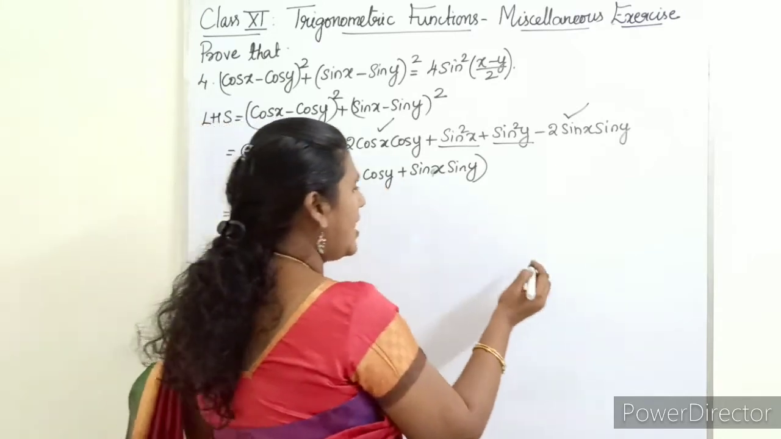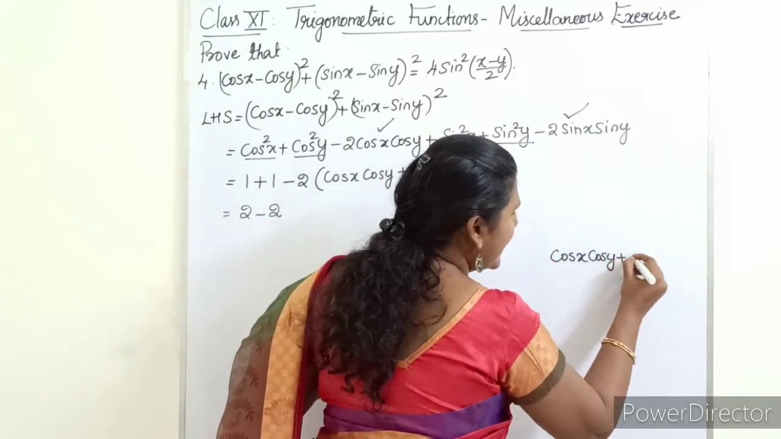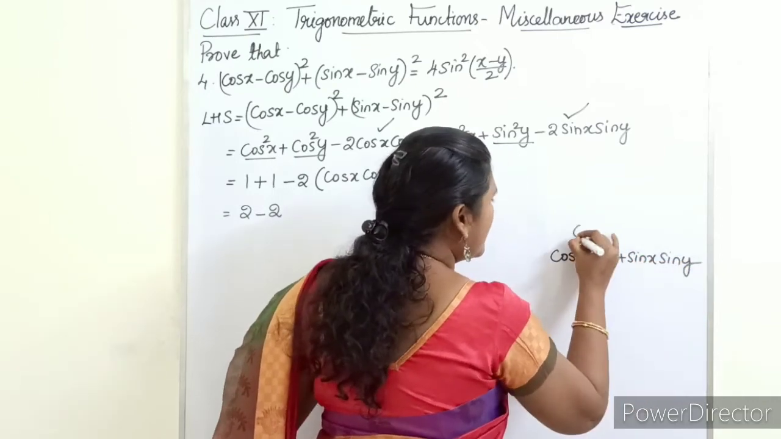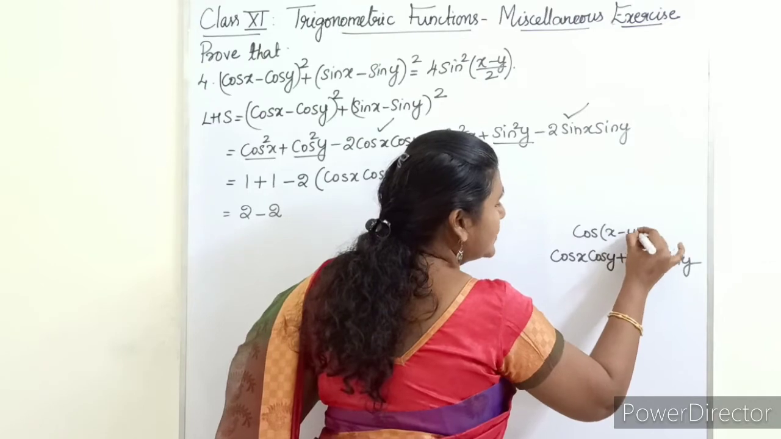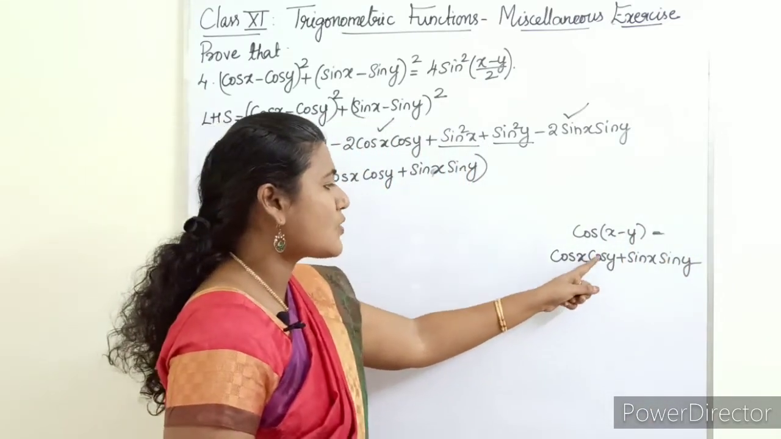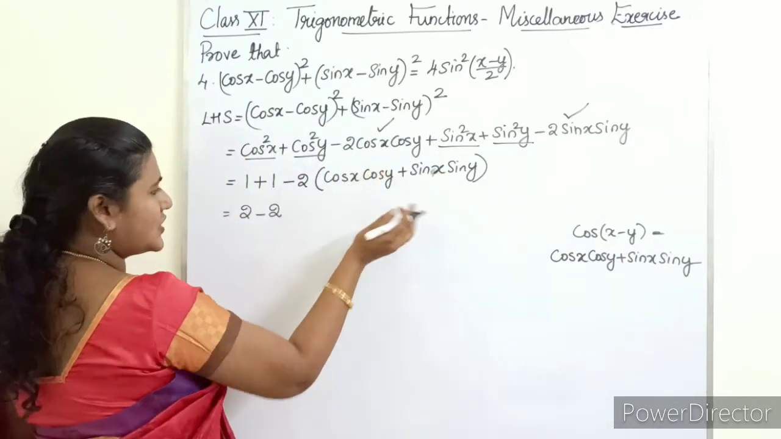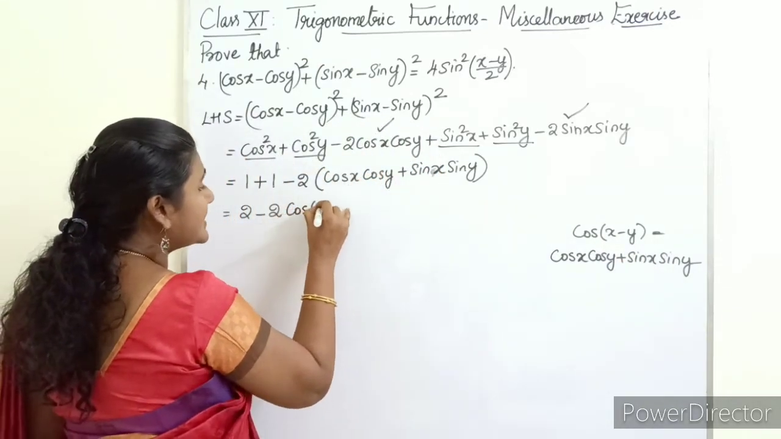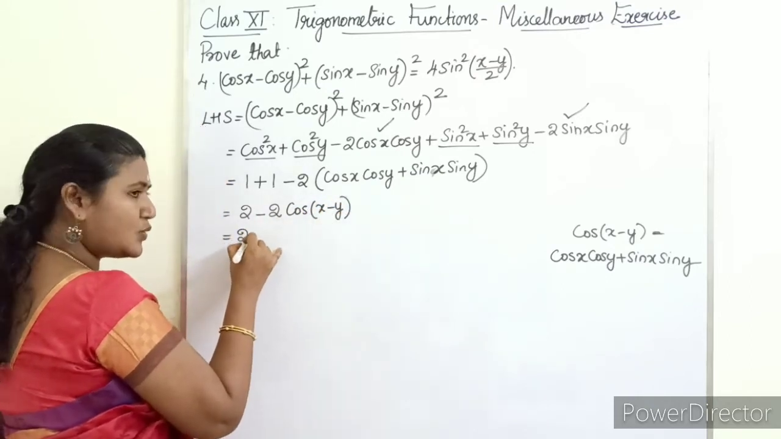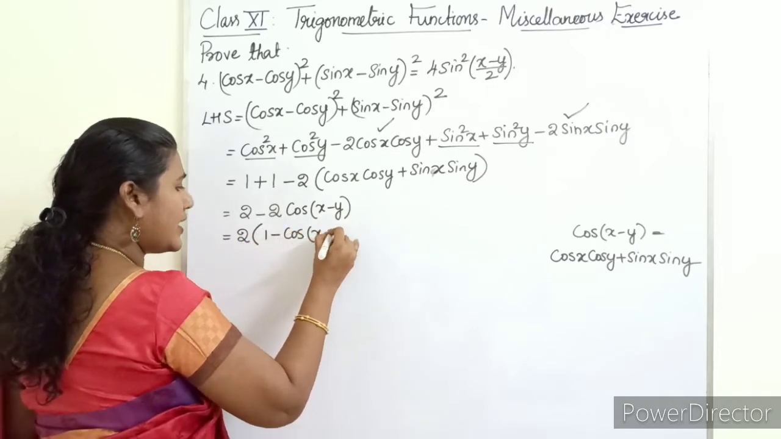What is the formula of cos x cos y plus sin x sin y? So this is the formula for cos(x minus y). We have already learned the cos(x minus y) formula: cos x cos y plus sin x sin y. So here instead of this expression, we can write cos(x minus y). Now from these two terms, we can take 2 outside. So we will get 1 minus cos(x minus y).